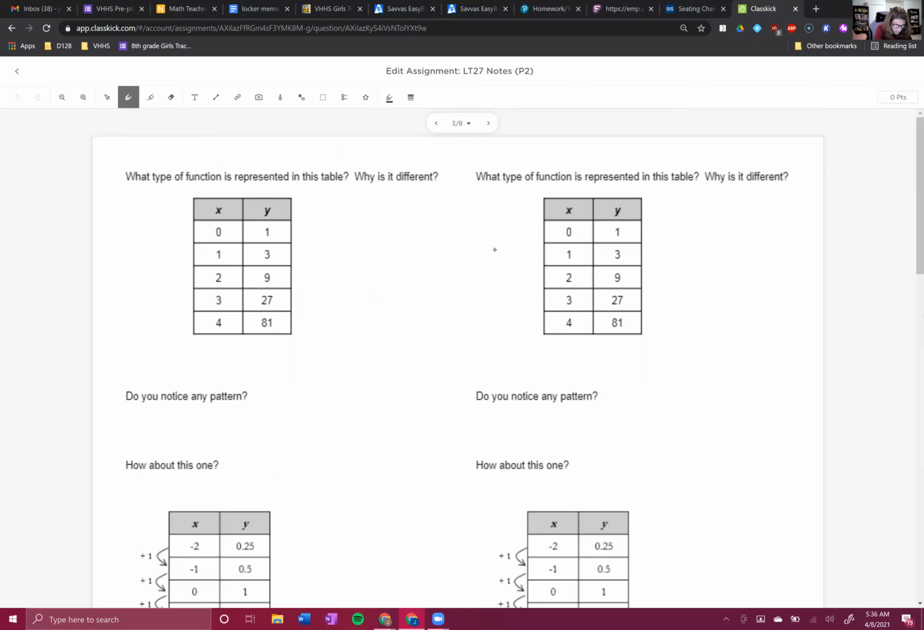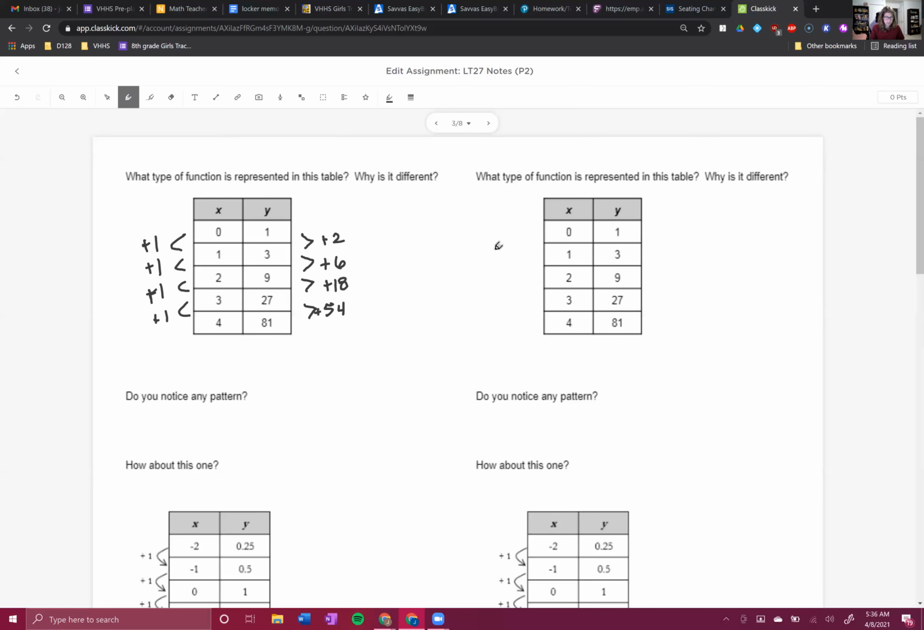On page 3 here, why is this table different? So we're going to go through and do the same thing. We're going to look at how things are changing. +1, +1, +1, +1. So all the x's are still just adding 1. When we go over to our table, 1 to 3, we're adding 2. 3 to 9, we're adding 6. 9 to 27, we're adding 18. And 27 to 81, we are adding, oh boy, mental math at 5:30 in the morning, 54. Does that look right? Yeah, I think that's right.